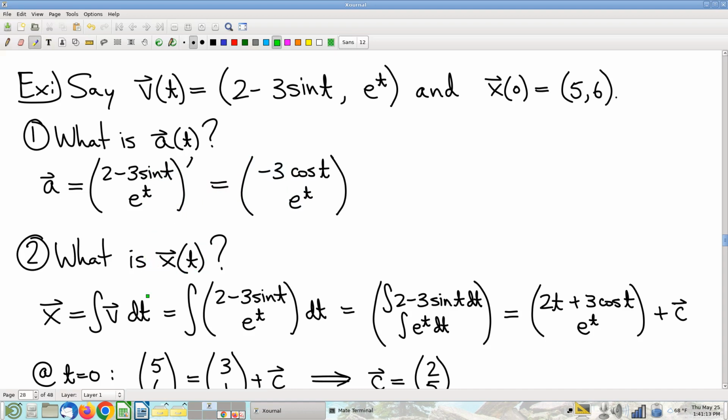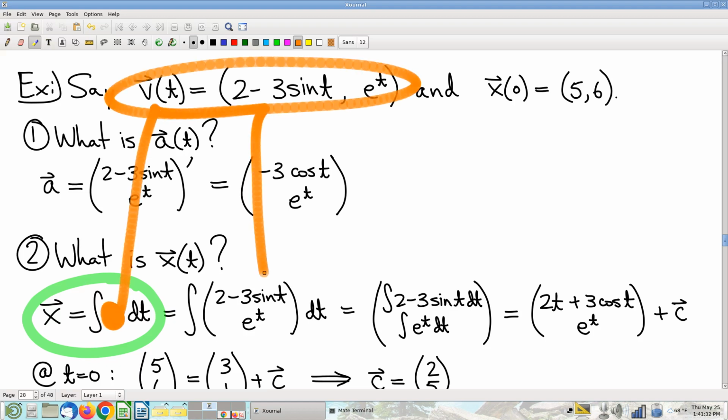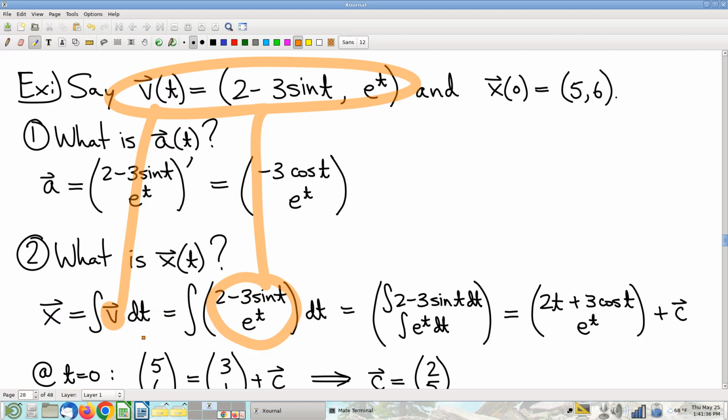Well, think it through. Velocity is the derivative of position. Therefore, position is the antiderivative of velocity. Right? So I'm going to need to take my velocity here that was given, and I'm going to need to take an antiderivative with respect to t. I'm going to have to take an antiderivative of that thing.